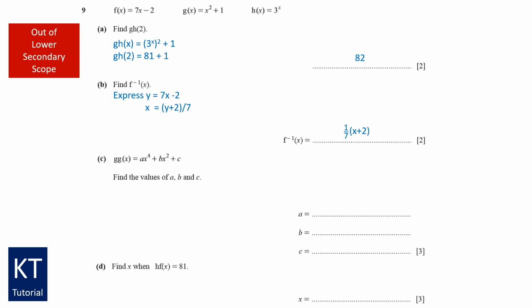Next, find the values of a, b, and c for the function gg. Here you start by expressing the function of gg in its simplest form, then associate the integers for the various orders of x respectively. Next question, find x when the function of hf is equal to 81. Here you want to start equating the function of hf with 81. Incidentally, 81 is also 3 to the order of 4. This means that 7x minus 2 is equal to 4, which in turn leads us to get x being equal to 6 over 7.